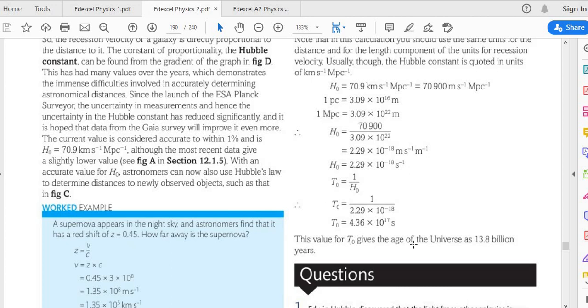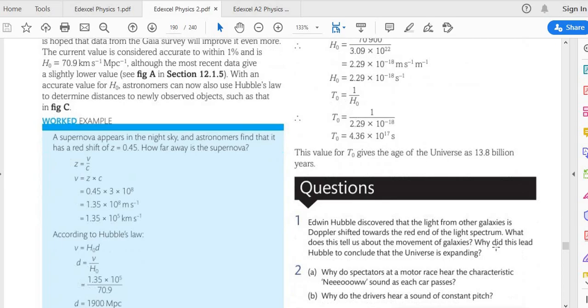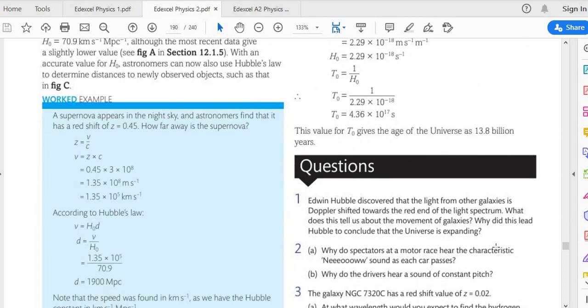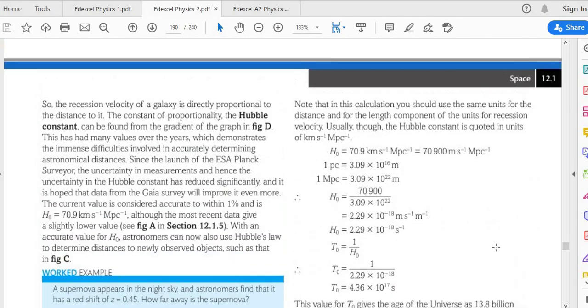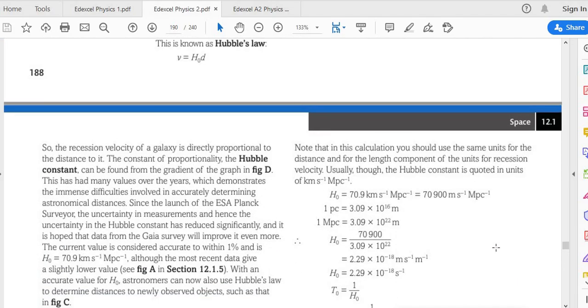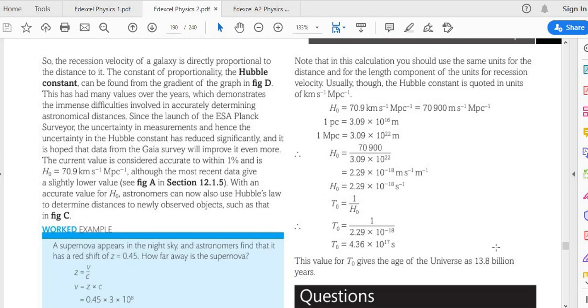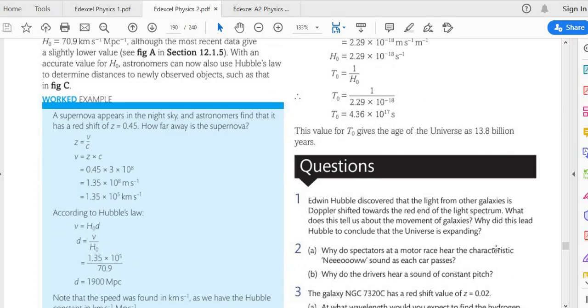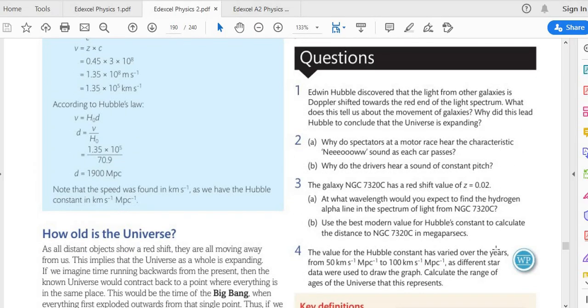This value for t naught gives the age of the universe as 13.8 billion years. You convert this seconds to years, and that will give you 13.8 billion years. So that is the age of the universe from the time the stars and galaxies were at one point, all together. Then that resulted in a Big Bang where the galaxies started moving away from each other.